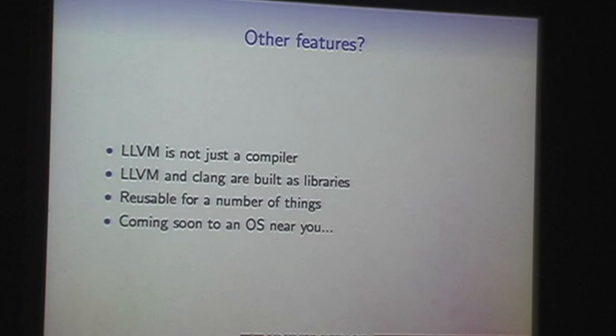LLVM is not a compiler. LLVM is a set of libraries for building a compiler, and Clang is just a thing that uses these libraries to implement the C and C++ compiler, and that's probably the most visible part of Clang. But if you look at why Apple started backing LLVM in the first place, it wasn't because they wanted a replacement for GCC. It was because they wanted a replacement for their in-house OpenGL shader language compiler.